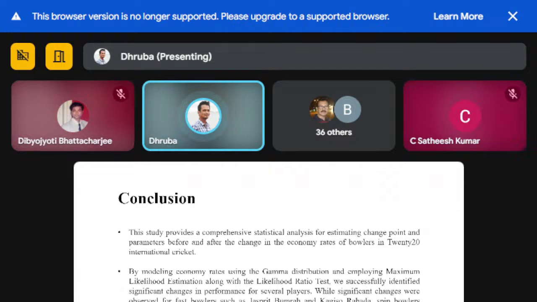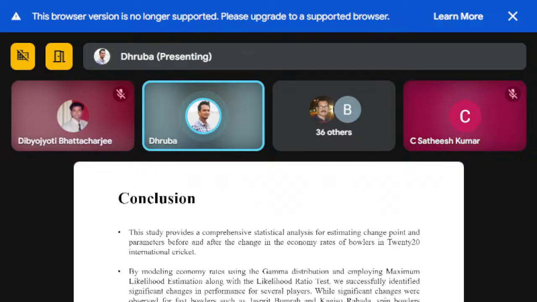So we have come to the conclusion. This study provides a comprehensive statistical analysis for estimating the change point and parameters before and after the change in economy rates of bowlers in 2020 international cricket. By modeling economy rates using the gamma distribution and employing maximum likelihood estimation along with the likelihood ratio test, we successfully identified significant changes in performance for several players. While significant changes were observed for fast bowlers such as Jasprit Bumrah and Kagiso Rabada, spin bowlers exhibit relatively stable patterns with statistically insignificant changes.